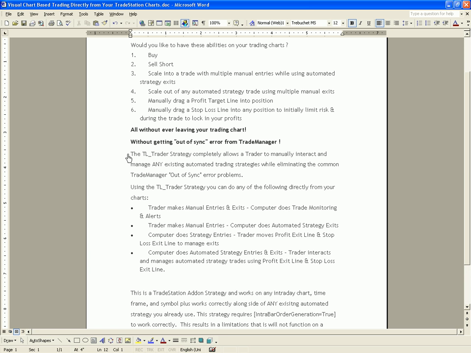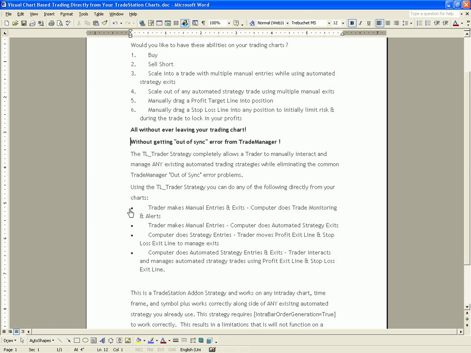The Trendline Trader strategy completely allows a trader to manually interact with and manage any existing automated trading strategies while eliminating the common trade manager out of sync error problems. That's vital. Using the TL Trader strategy, you can do any of the following directly from your charts.